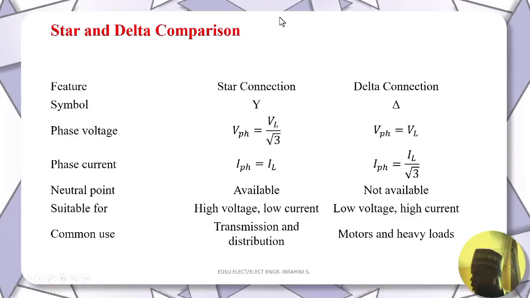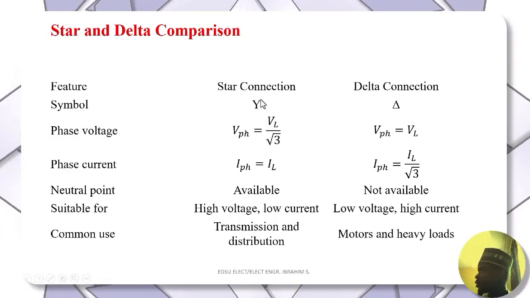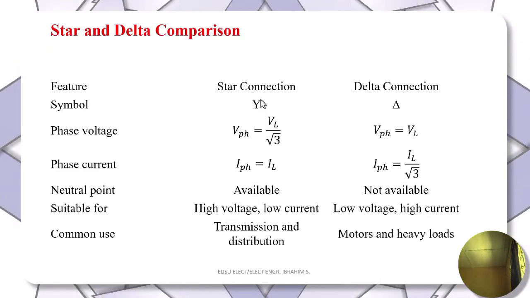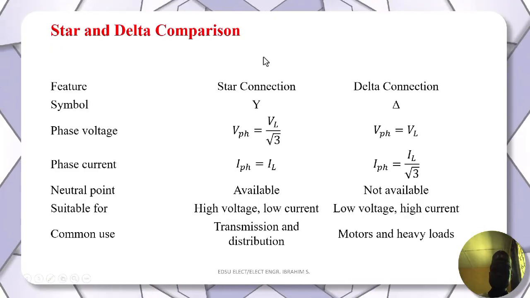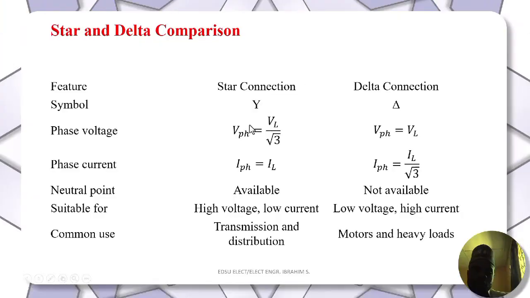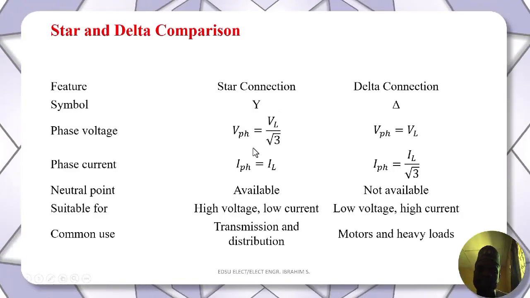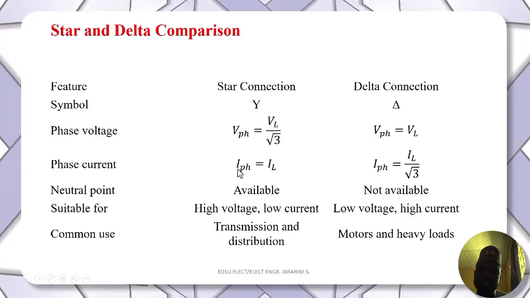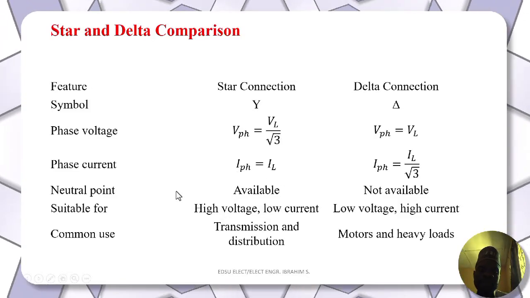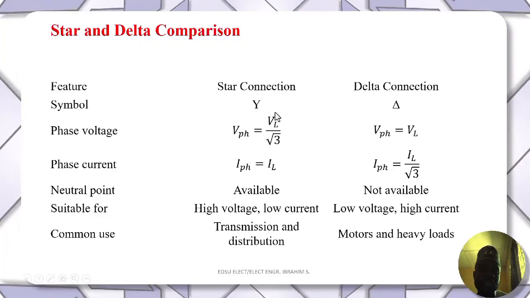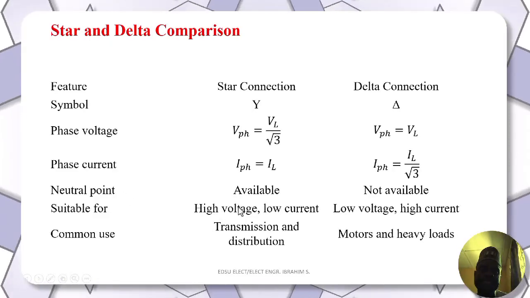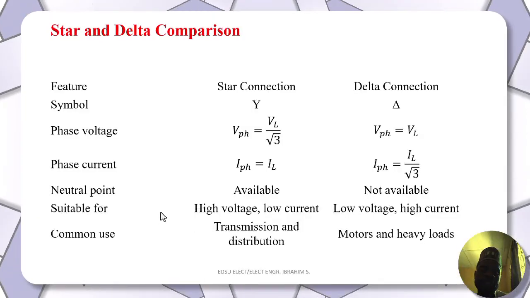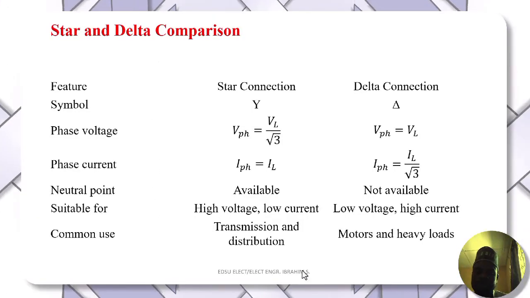Comparative analysis between the star connection and the delta connection. For the star connection, the phase voltage V phase is V line divided by root 3. For the current, the phase current and the line current are the same, and the neutral point is available. Star connection is mainly suitable for high voltage, low current, and is mainly used for transmission and distribution systems.